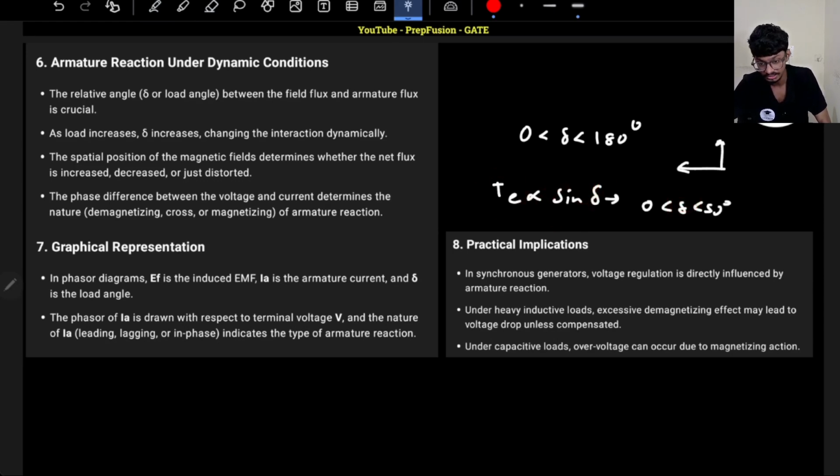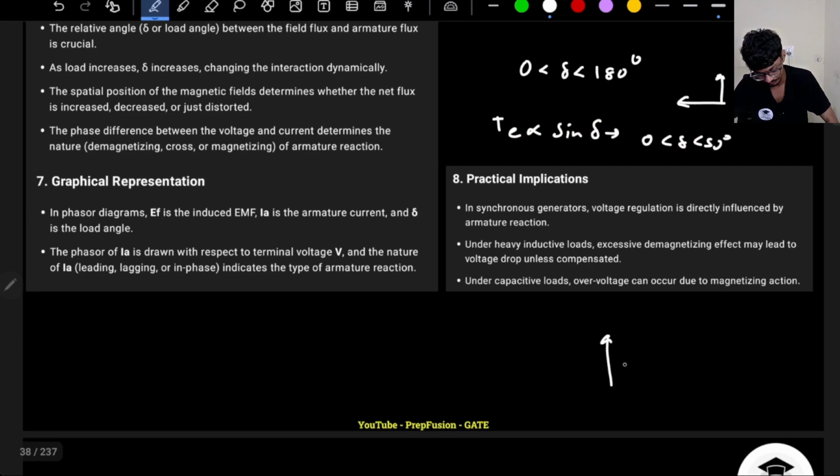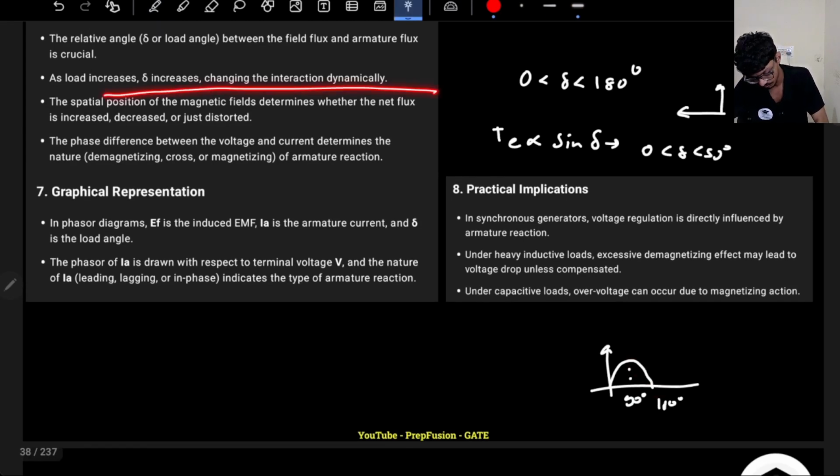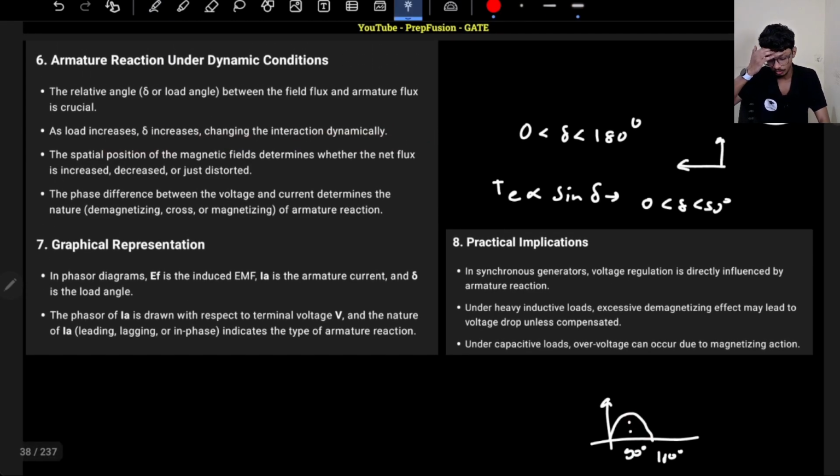After 90 what is happening? The sine graph is somewhat like this, right? Between 0 to 90 it is an increasing function, after that it is a decreasing function, so it can decrease as well. This statement is not always true. It depends on load. Whatever load I connect, the delta angle will vary, both for motor and generator. In case of a generator, the load is the armature current. If I change the current, this delta angle also will change.